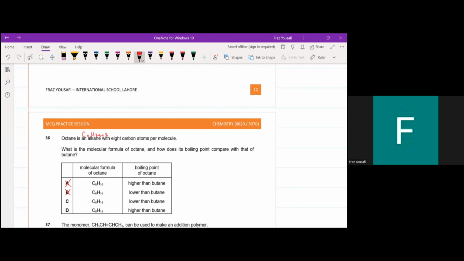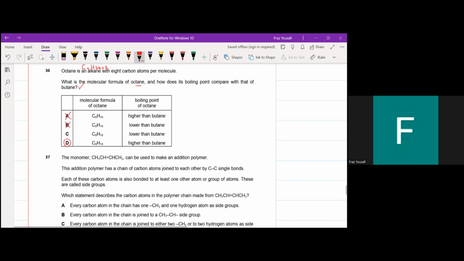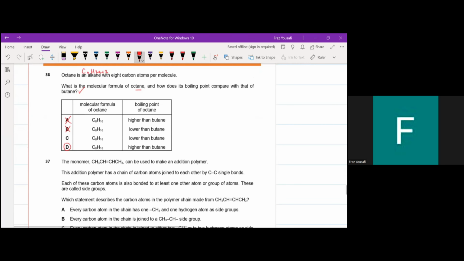Then it says, compare that with the boiling point of butane, but meaning 4 carbons. So if octane has 8 and butane has 4, octane will have a higher boiling point than butane. So your answer is D. All right? D will end up being your answer.